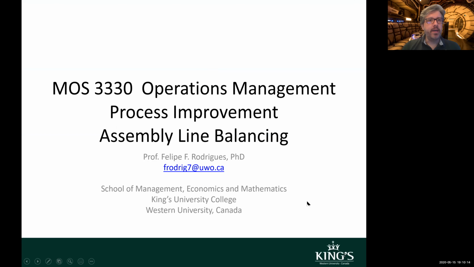As usual, this is MOS 3330, Operations Management. The unit is Process Improvement, and this is an example of assembly line balancing. I'm Professor Felipe Rodriguez from the School of Management of Economics and Mathematics from King's University College here at Western University, Canada.